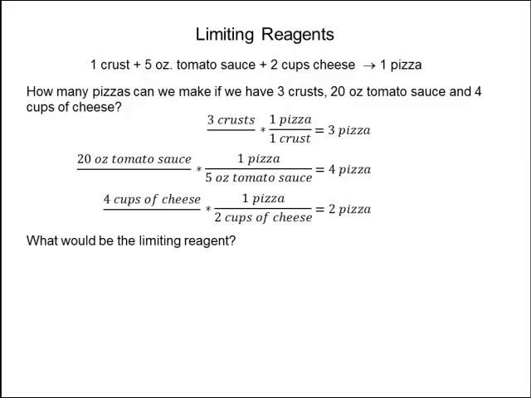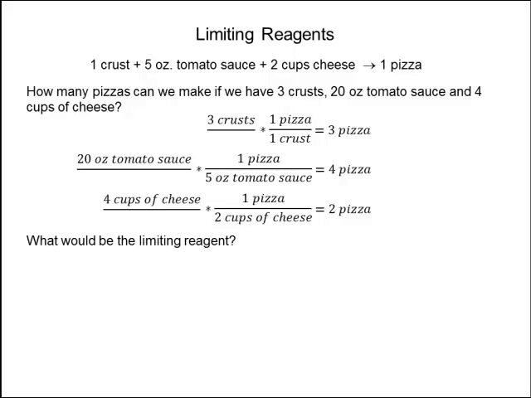So out of all of these, what's going to be the limiting reagent? The limiting reagent is going to be the cheese. After I make 2 pizzas, I'm out of cheese. I have no more left. So the most I can make is 2 pizzas. That's it. Now, since I only make 2 pizzas, that means I have crusts and tomato sauce left over.